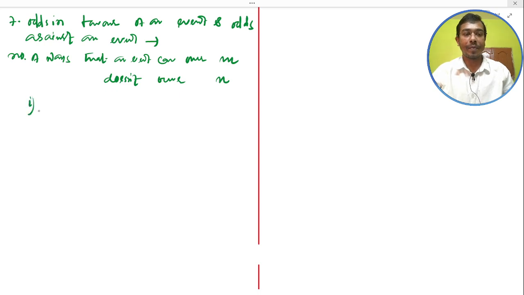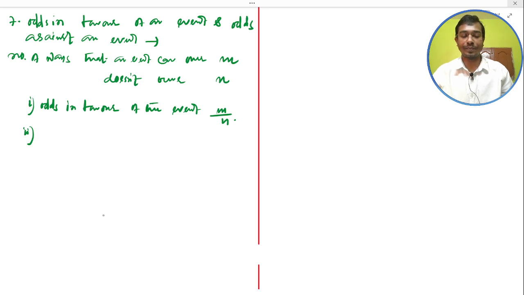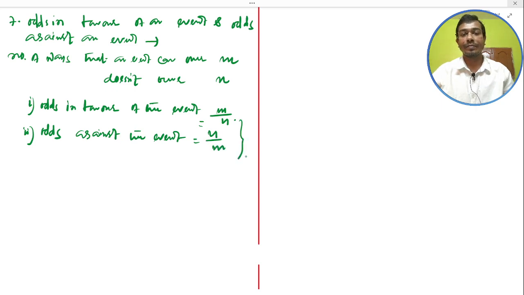Number 1, odds in favor of the event will become M by N. And number 2, the odds against the event will become N by M. Okay.